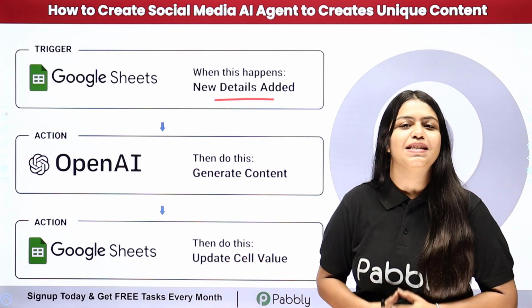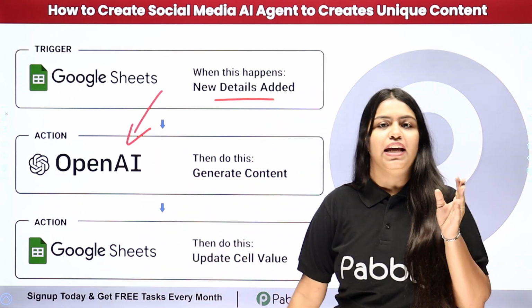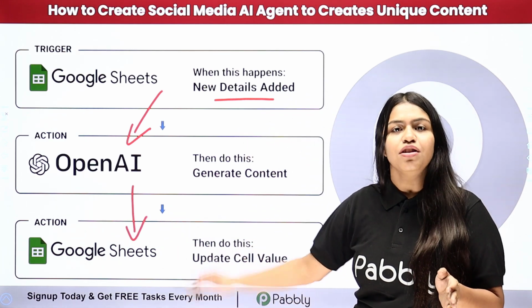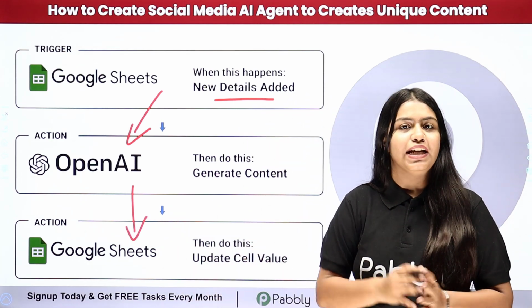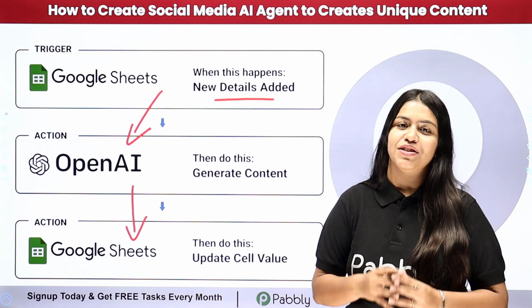So to do this, we are simply going to create a connection between Google Sheets, OpenAI, which is my AI agent, and then again Google Sheets. And to create this connection without knowing any programming or coding language, we are going to use Pabbly Connect. It is an amazing automation software.